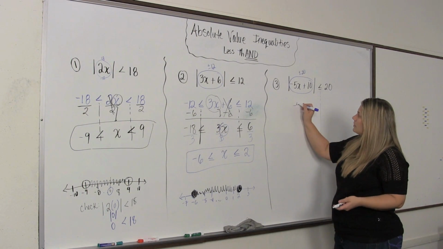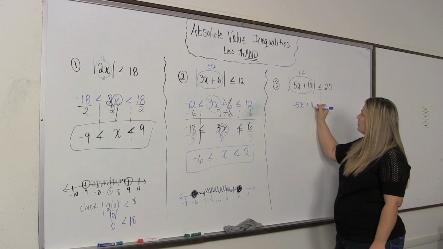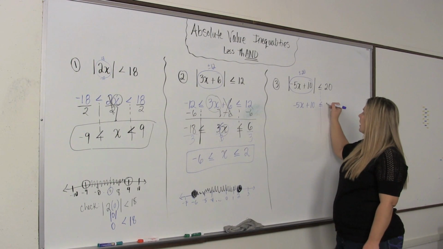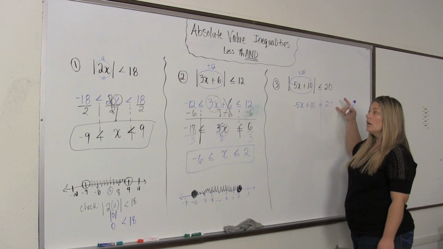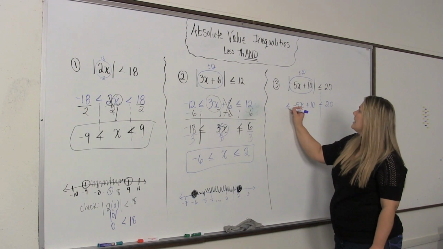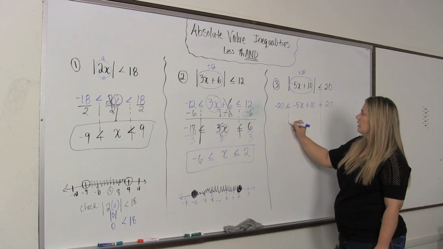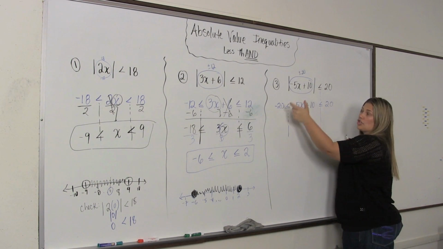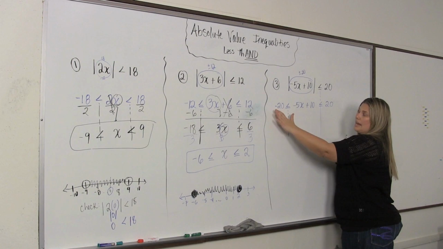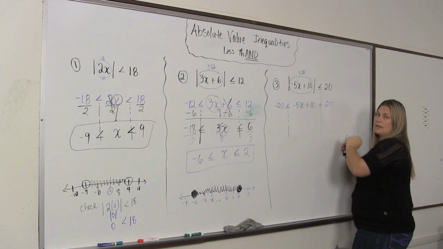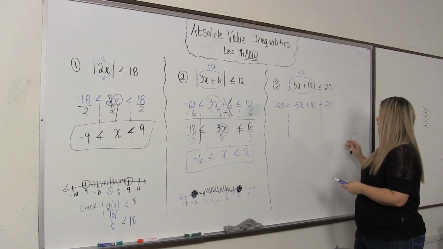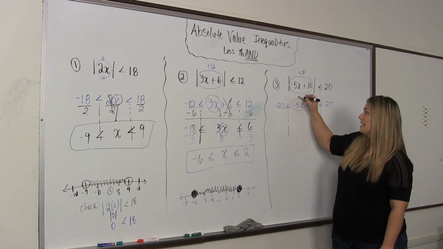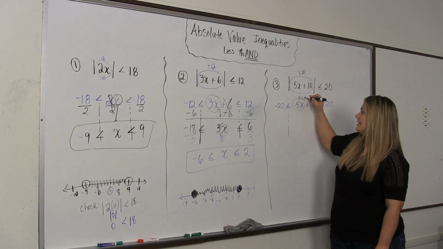So inside those absolute value bars, they have negative 5x plus 10. And I know in those absolute value bars, it can be a positive 20 or it can be a negative 20. And remember, if I cover up what's in that inequality sign, it should still be true. Negative 20 is less than a positive 20. The trick to this one, the best friend is negative.